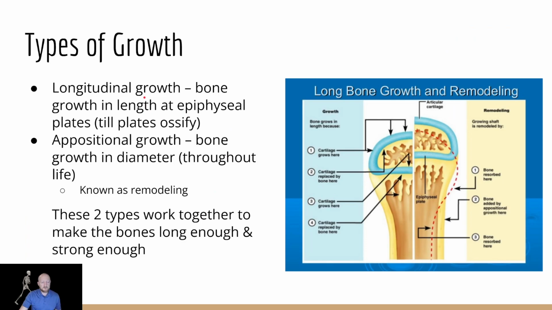So the types of growth of our bones. We have longitudinal growth, where the bone is growing vertically along the epiphyseal plates, the growth plates, until those plates ossify. And then we have appositional growth, so the bone grows in diameter throughout life. That can be increasing or decreasing. This process is known as bone remodeling, which we talked about in human body systems. These 2 types work together to make the bones long enough and strong enough.